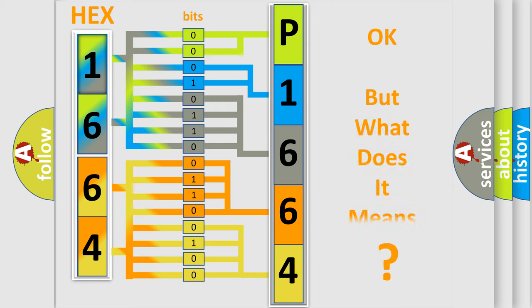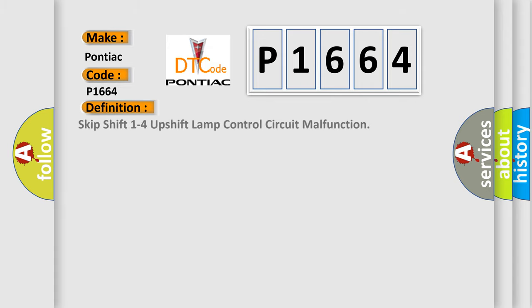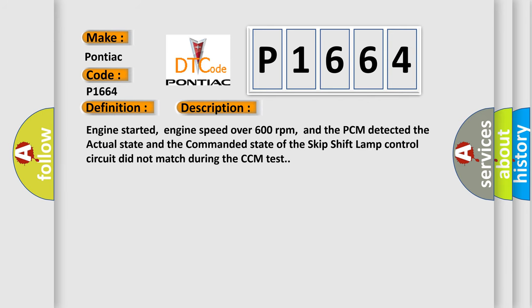The number itself does not make sense to us if we cannot assign information to what it actually expresses. So, what does the diagnostic trouble code P1664 interpret specifically for Pontiac car manufacturers? The basic definition is skip shift 1 to 4 upshift lamp control circuit malfunction. And now this is a short description of this DTC code. Engine started, engine speed over 600 revolutions per minute, and the PCM detected the actual state and the commanded state of the skip shift lamp control circuit did not match during the CCM test.